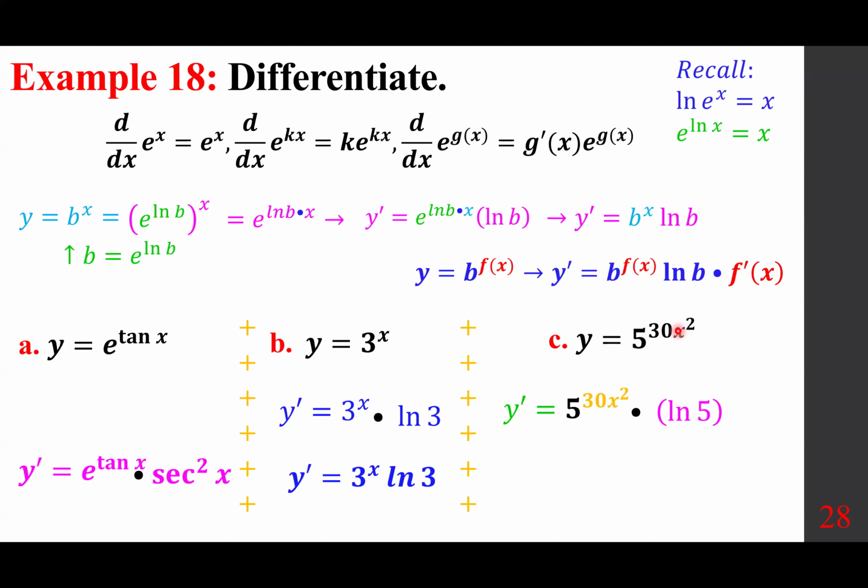Is the exponent x? No. There is x squared, so we need f prime by the chain rule. For the x squared, the derivative is 60x. And we put them together in the following manner: 60x ln 5, we put them together in a parenthesis. They are being multiplied by 5 to the power of 30x squared.